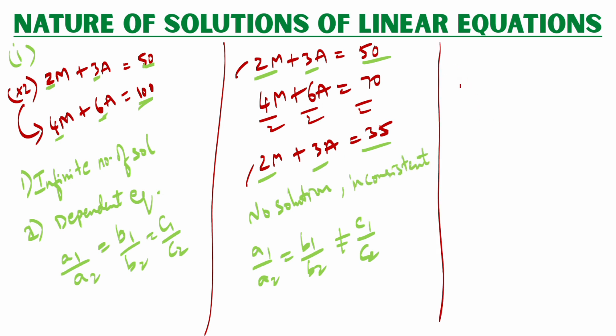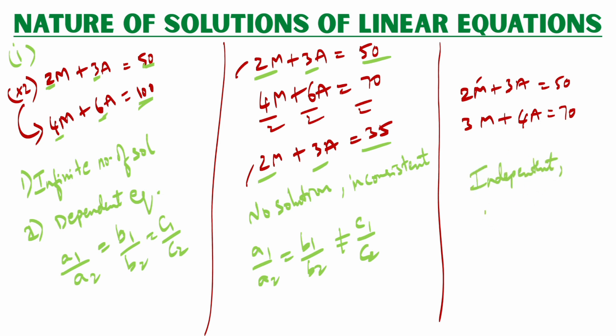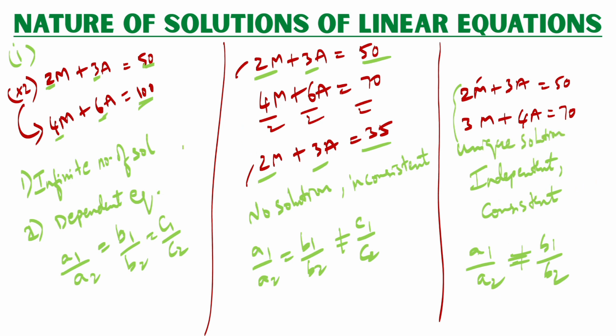Let us move on to the final case: 2 mangoes plus 3 apples is equal to 50 rupees, and the second one is 3 mangoes plus 4 apples is equal to 70. Here we will have a unique solution, because we can find the price of a mango as well as the price of an apple. Hence, these equations are independent and consistent. And if we observe, a1 by a2 is not equal to b1 by b2. So when a1 by a2 is not equal to b1 by b2, we will have a unique solution, right? Just observe these properties.